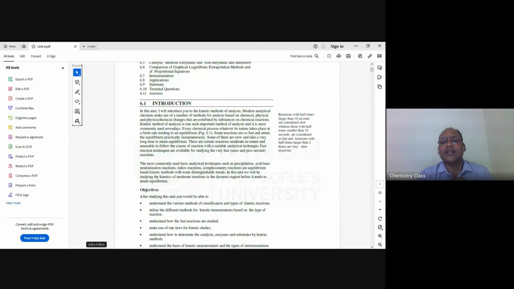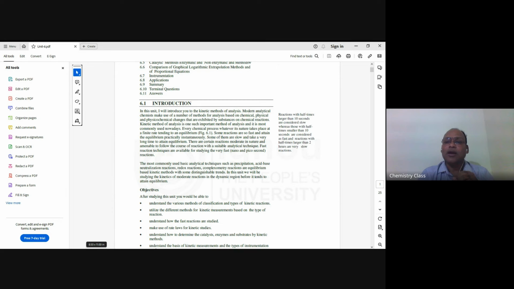There are certain reactions that are moderate in nature and amenable to following the course of reaction with suitable analytical techniques. That means if it is a very fast reaction, we are unable to calculate the amount that will be generated. If it is very slow, we are also unable to calculate. Only the moderate reactions can be calculated.